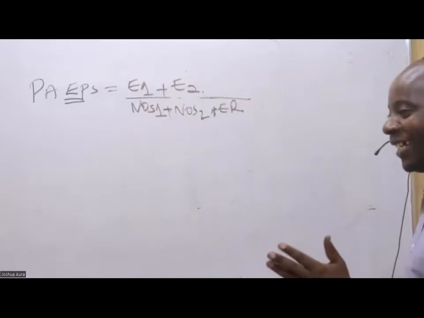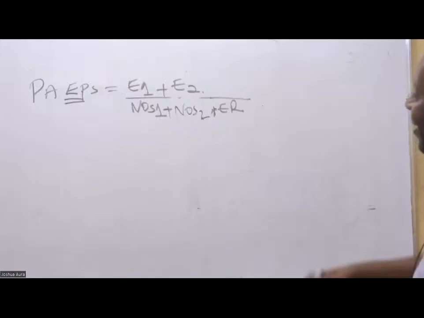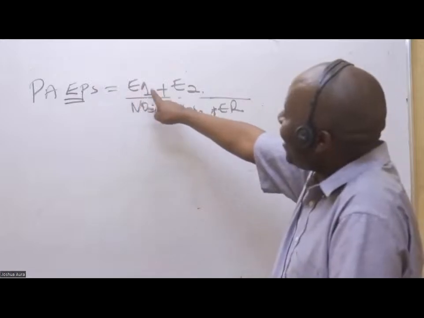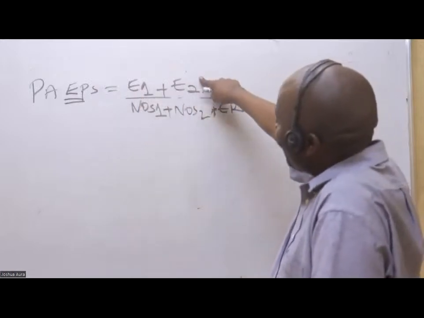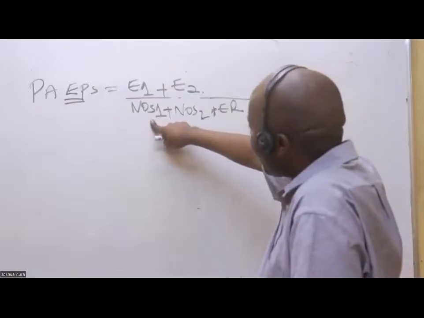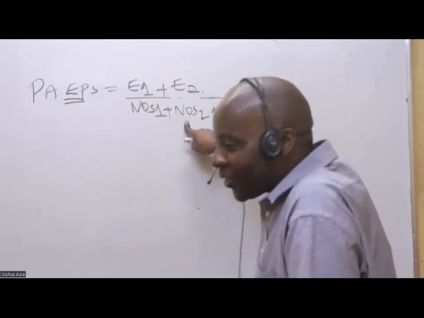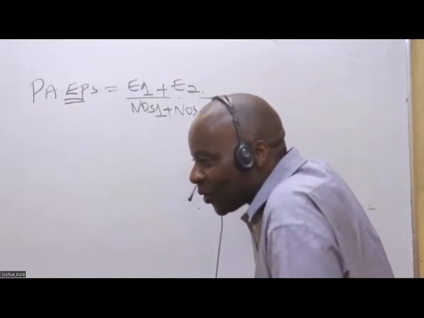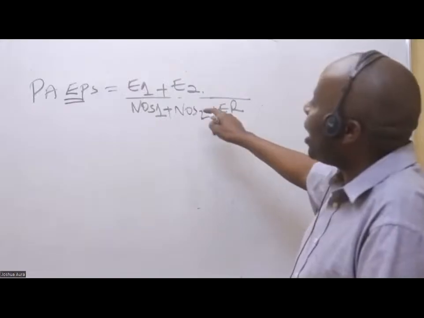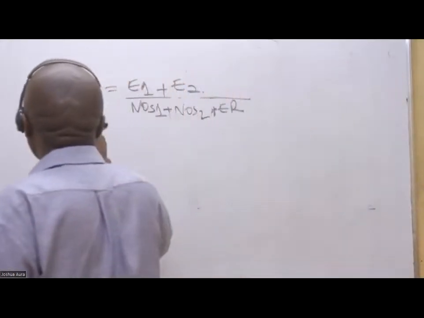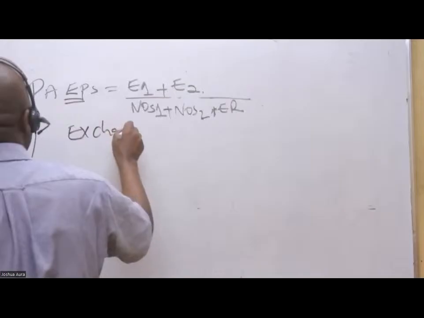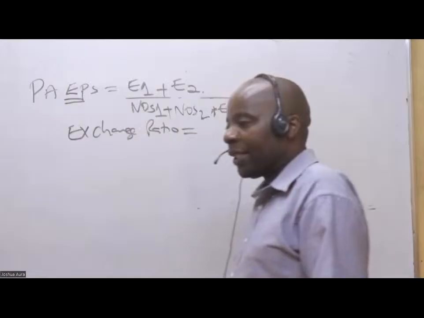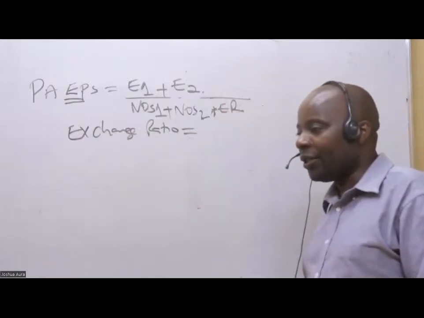Great. So for post-acquisition EPS, it's earnings of company 1 plus earnings of company 2 all over number of ordinary shares of company 1 plus number of ordinary shares of company 2 times exchange ratio. So could you kindly calculate the exchange ratio for me in this question? Is there somebody who is able to tell us the formula we're going to use here for the exchange ratio?